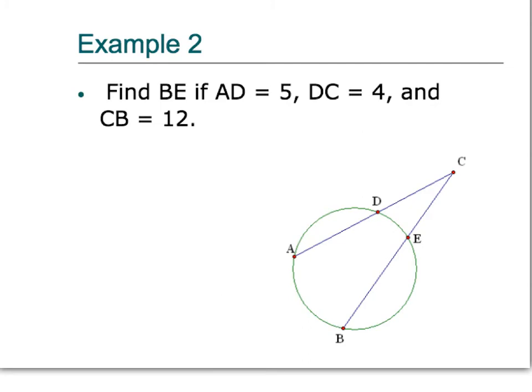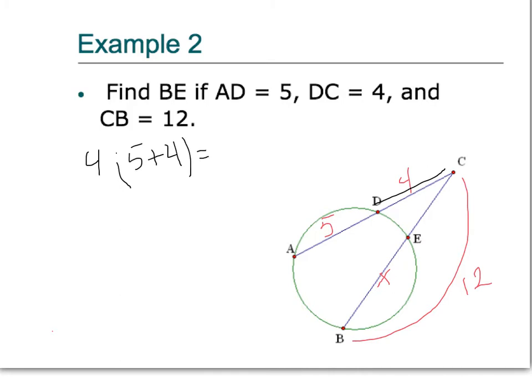Find BE if AD is 5, DC is 4, and CB, the whole thing, is 12. Now I'm going to put an X on BE. That's what they're asking me to find. Okay, remember that outside times the whole thing equals the outside times the whole thing? Well, I've got on this side here, the outside is 4. The whole thing is 5 plus 4. And it's going to have to equal the outside of this guy here. I don't have that information yet.